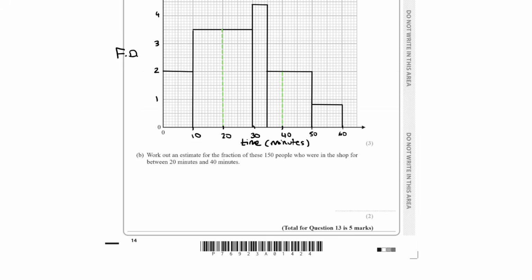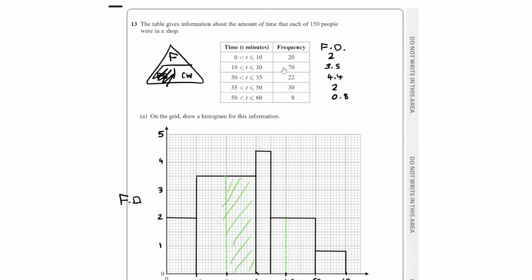So it's an estimate because we don't actually know where these people were, let's say between 10 and 30 minutes, but we can assume that, do you see how 20 is exactly halfway through the bar? So I'm going to assume that the amount we want is exactly half of this frequency. So from the table, the frequency for that bar was 70. So I'm going to assume the bit that I want is half of that, which is 35 people.